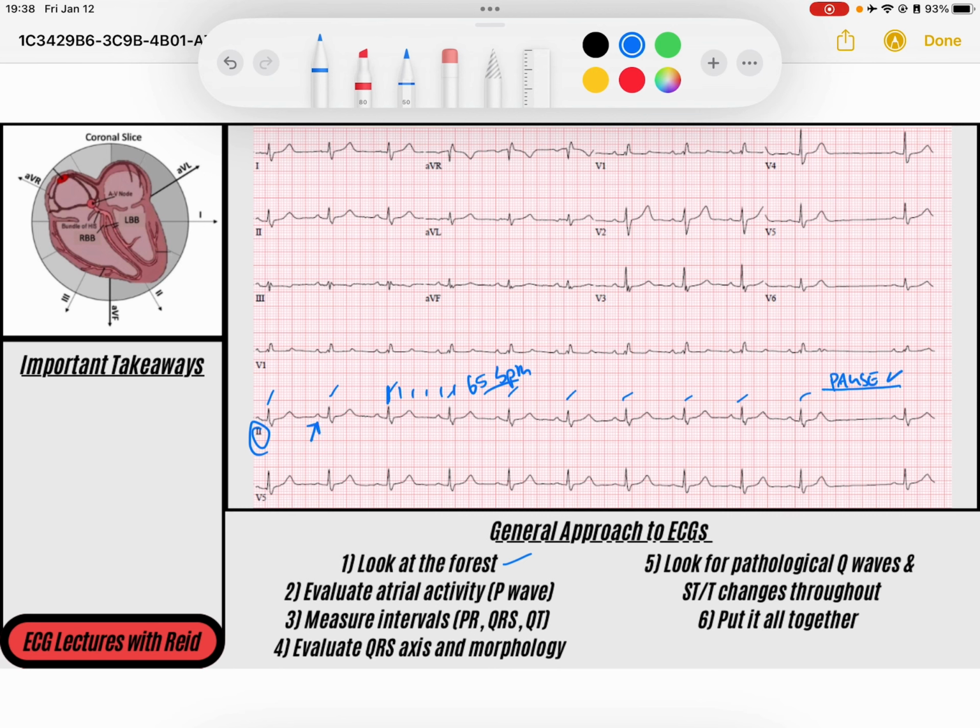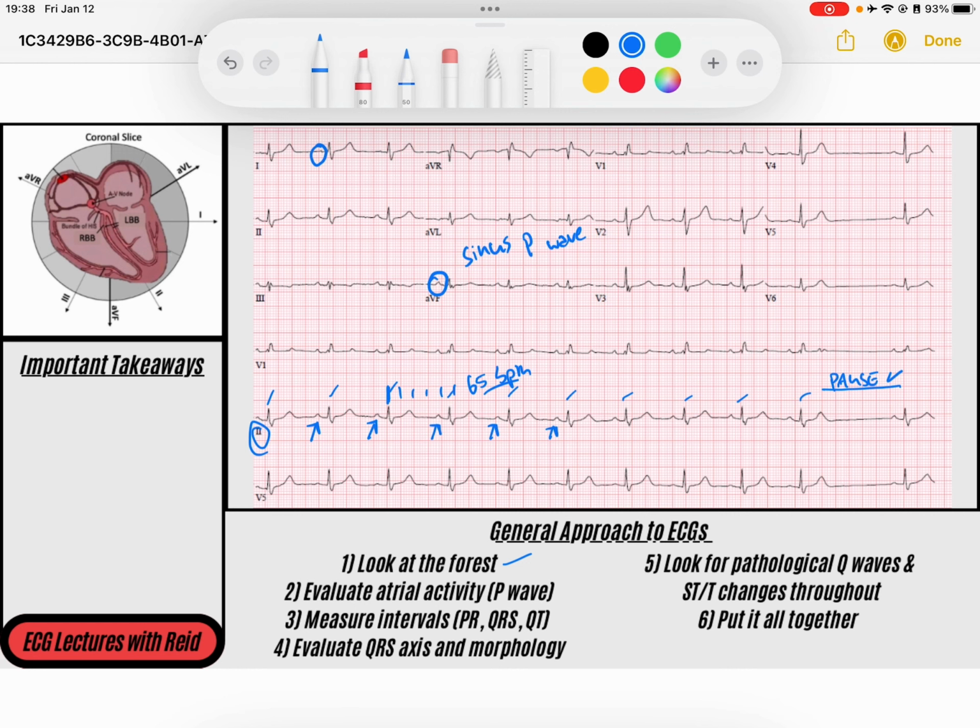I see P waves here that generally seem to occur in front of all of these QRSs. If I look at lead 1, I would say those are upright in lead 1, upright P waves in AVF. So that means that this is a sinus P wave, which is important to make sure that this atrial depolarization is coming from our sinus node.